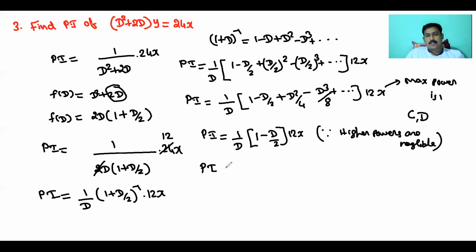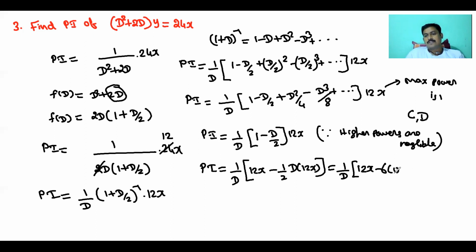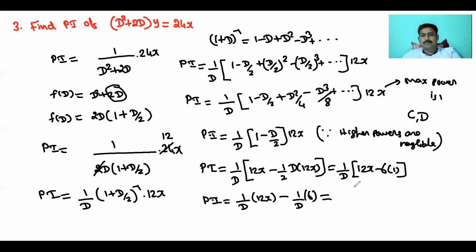So we can write the term as 1 by D into 12x minus 1 by 2 into differentiation of 12x. We can write 1 by D into 12x minus, here 2 and this 12, we can cancel 1 2 in that. We can write 6. Differentiation of x is 1. Now we can multiply by this 1 by D. 1 by D means integral of 12x minus 6.